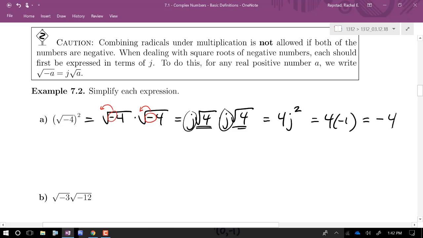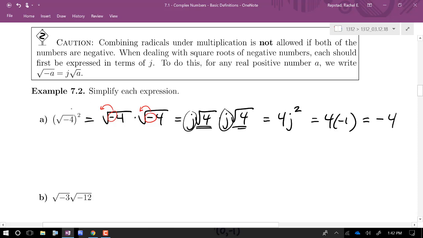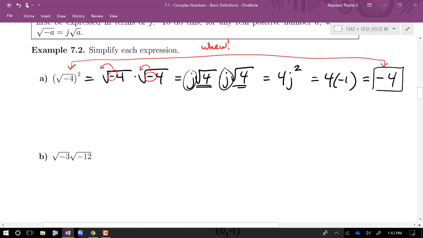Now who here is relieved that when I took the square root of negative 4 and squared it, I in fact did get negative 4? Whew. That's a good sign, right? So there's me doing it the long way, but just showing that with this technique we have to be careful right at this first step. If I write that as the square root of negative 4 times the square root of negative 4, we've got to make sure we pull those j's out first before we combine as a radical.